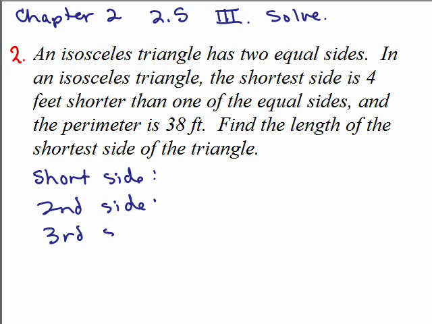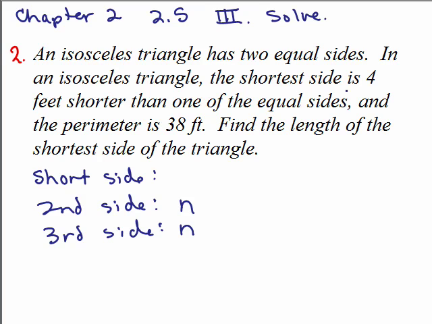And we know that 2 of them have the same length, so that must be the second and third side, since the short side must be one that is a different length. So let's call those n. You can call it any variable you want.